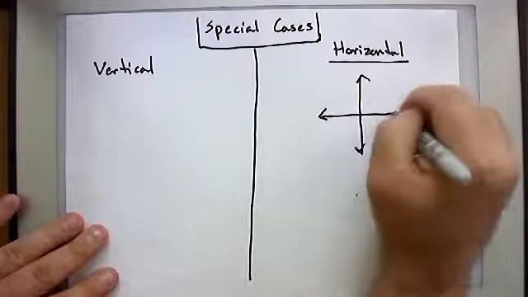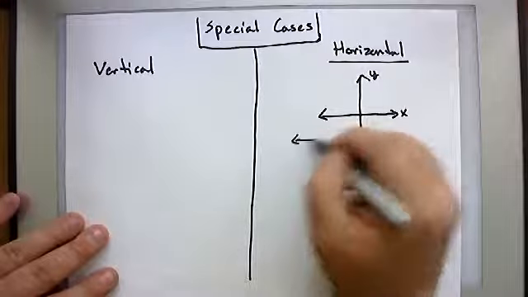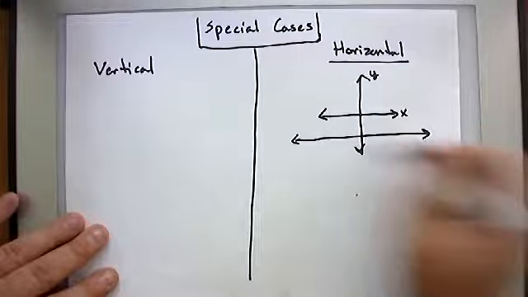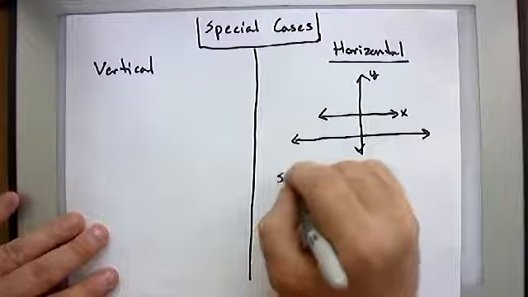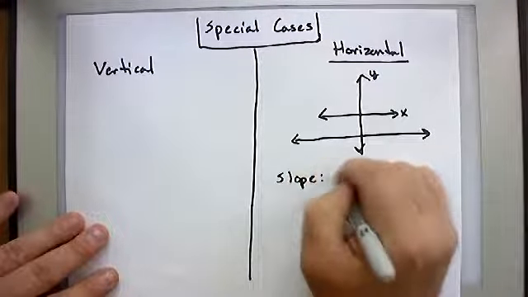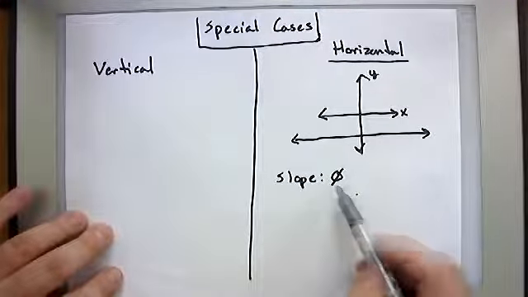So horizontal lines, let's make sure we're clear on what horizontal means. Here's our X and Y axis, just like normal. A horizontal line would be something like this, some line down here going left to right, like the horizon. That would be a horizontal line. These have a fixed slope, and that slope is 0. Just memorize it. Horizontal lines have a slope of 0.